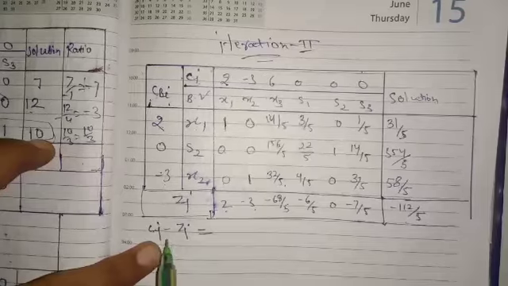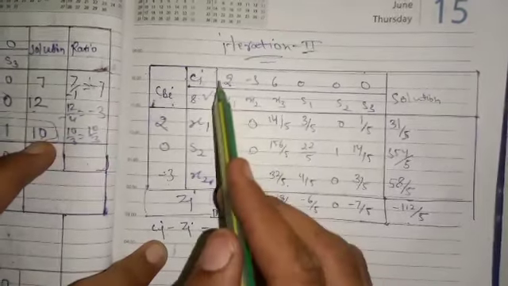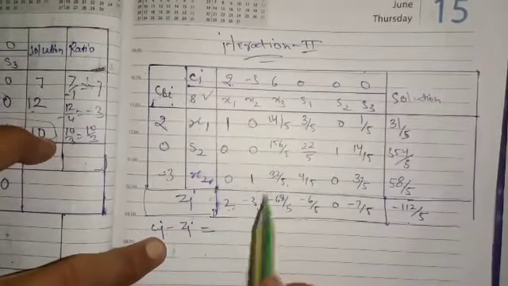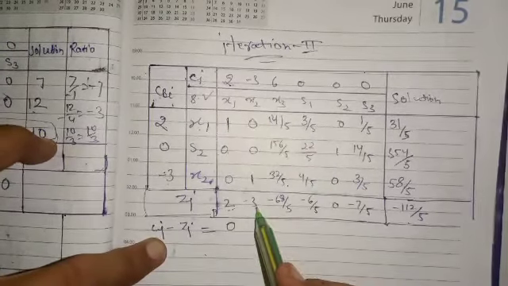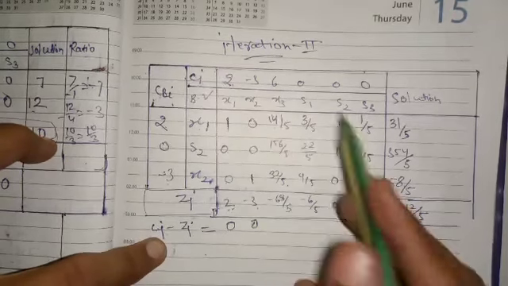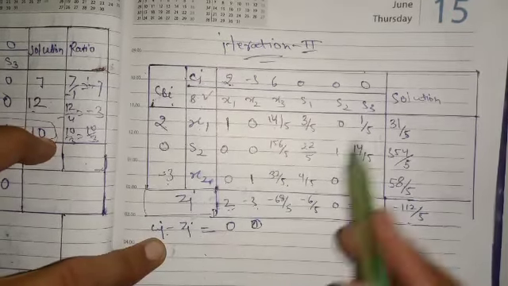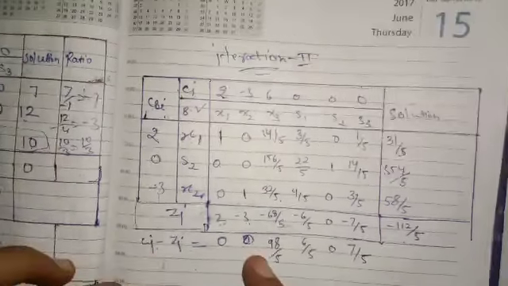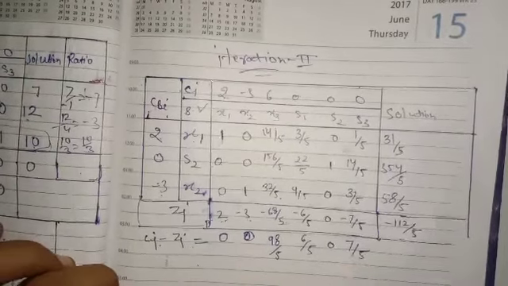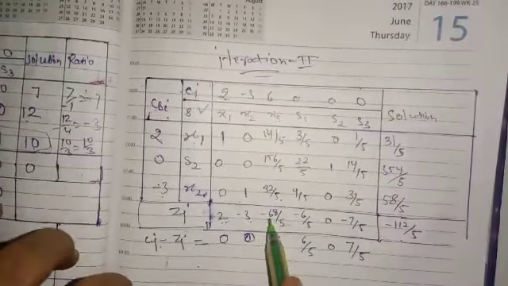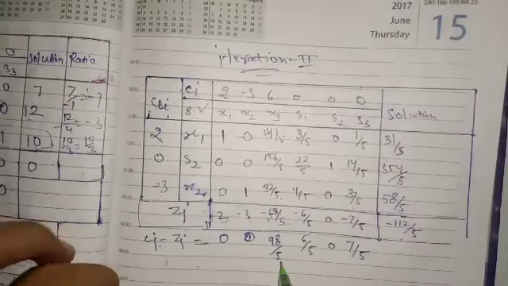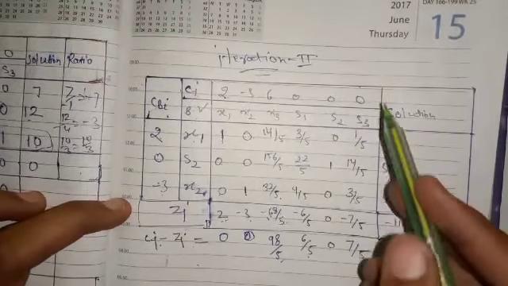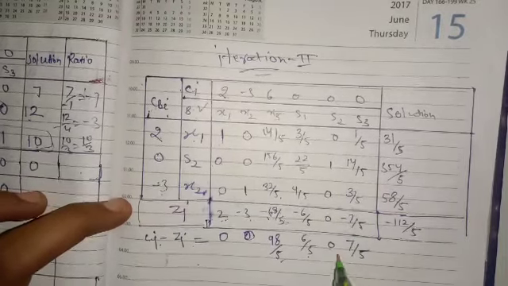Now find the values of cj minus zj. Cj values are here, zj values here. So 2 minus 2 is equal to 0, 3 minus 3 is equal to 0, and for the other values of cj minus zj we subtract likewise. So these are the values of cj minus zj. 6 minus 68 by 5, the value will be 98 by 5, and 0 minus minus 6 by 5 is plus 6 by 5, 0 minus 0 is 0, 0 minus minus 7 by 5 is 7 by 5 positive.